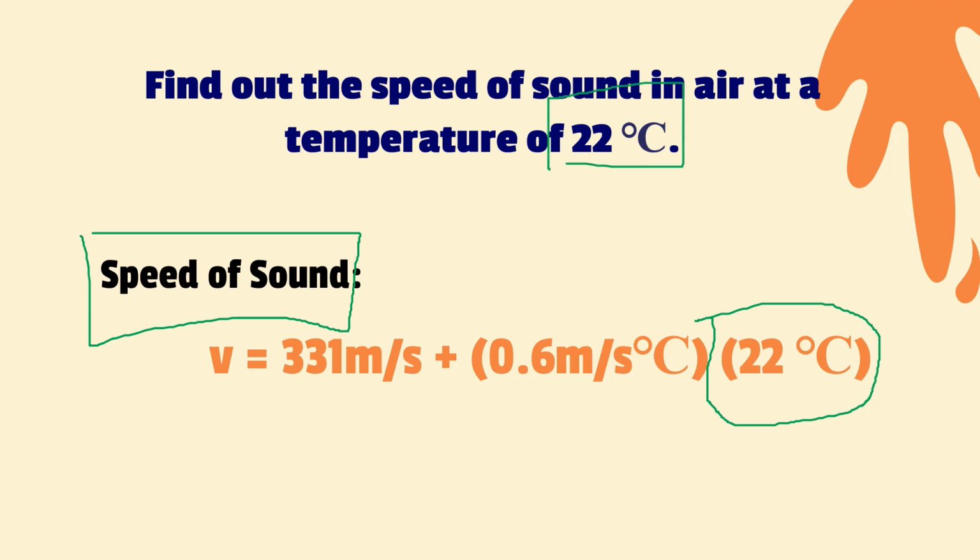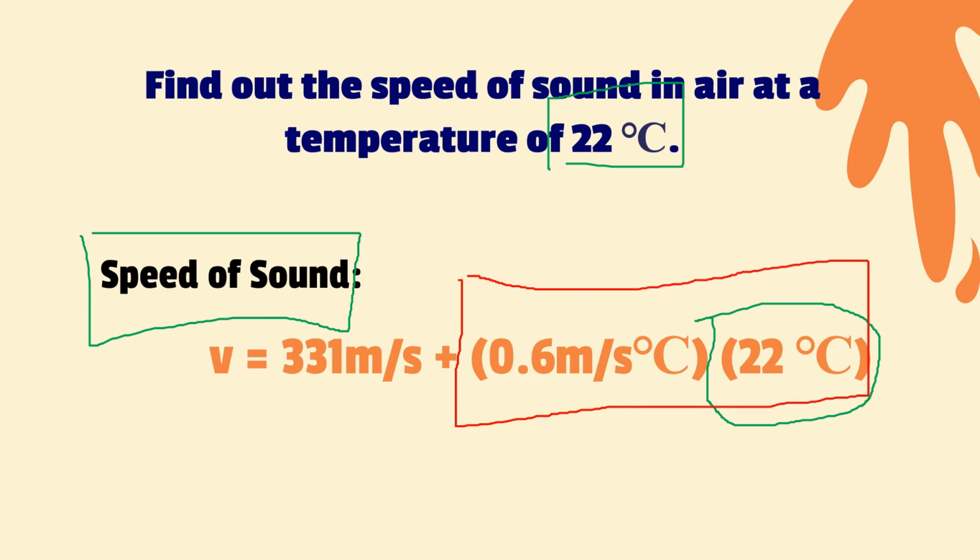So, we already have the formula. Let us now compute for the speed of sound. Unahin muna natin itong multiplication sa kabilang side bago natin siya i-add dito sa 331 meters per second. So, 0.6 meters per second degrees Celsius times 22 degrees Celsius plus 331 meters per second. The answer will be 344.2 meters per second.